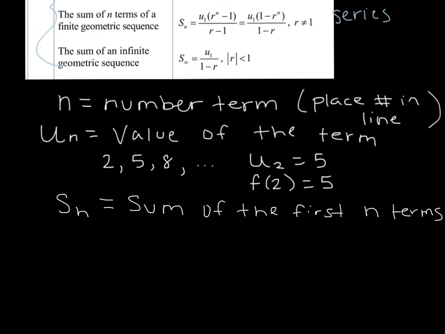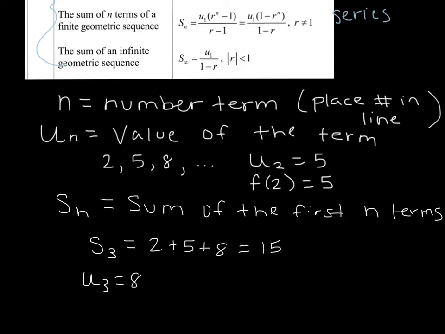So let's go back to that example I had before, the simple one. Let's say I wrote s sub 3. Well, first of all, u sub 3, the third term, would be 8. The difference between u sub 3 and s sub 3 is that s sub 3 would be the sum of the first 3 terms. So it wouldn't just be 8, it'd be 2 plus 5 plus 8. Okay, so that would be 15. So s sub 3 would be 15, the sum of the first 3 terms. U sub 3 would be 8 because the third term is 8.